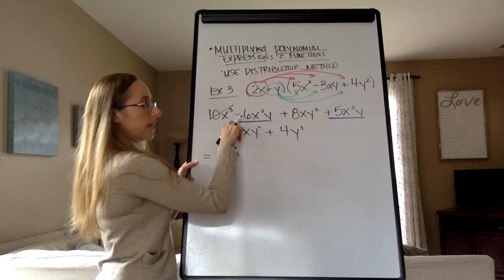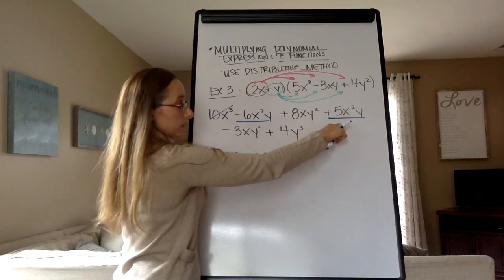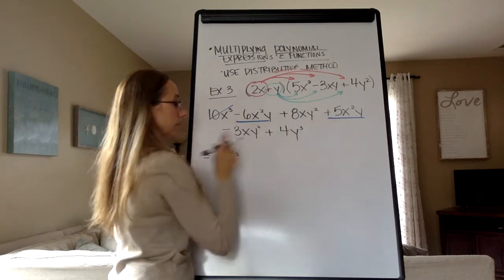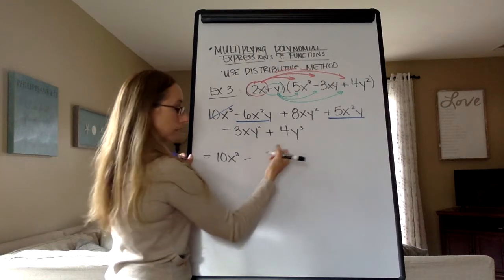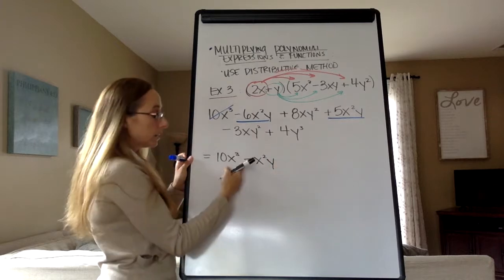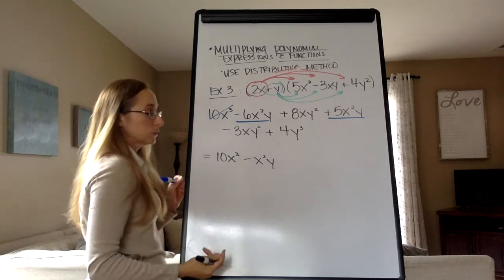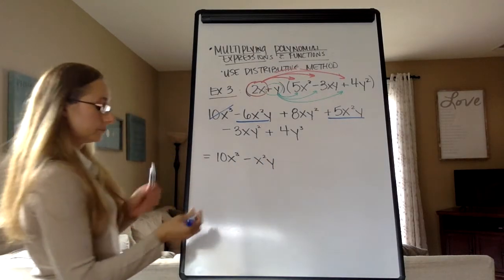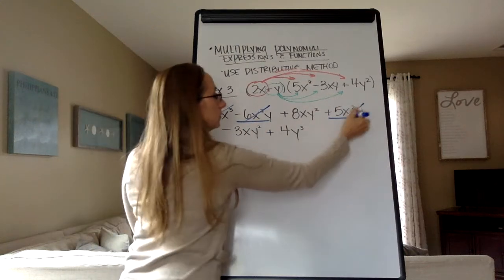So negative 6x squared y plus 5x squared y. Negative 6 plus 5 is minus 1. So we have minus 1 x squared y, but you don't have to write the 1. You can write it if you want to. You can do a minus 1 x squared y. Okay, that takes care of those two.